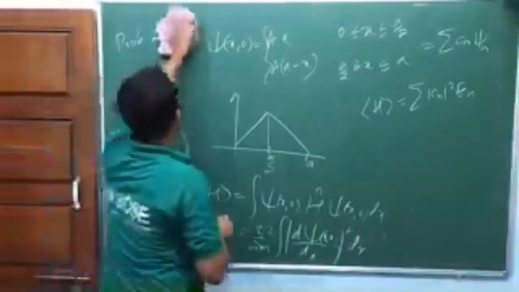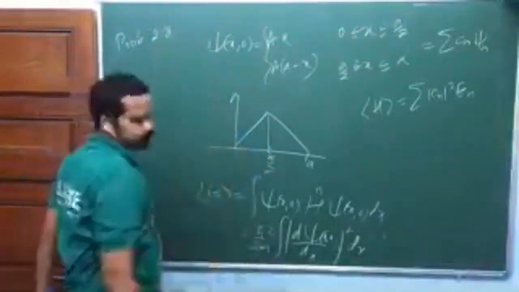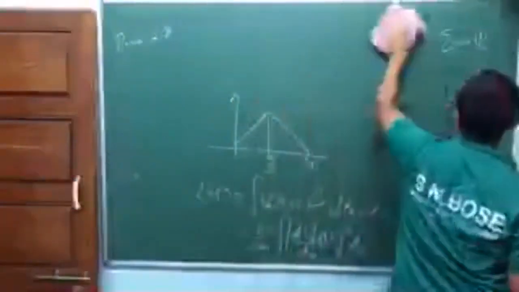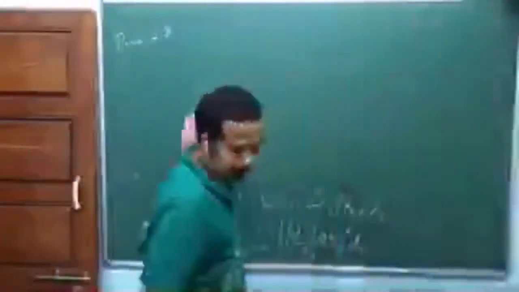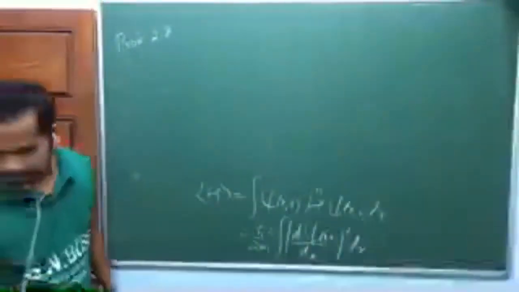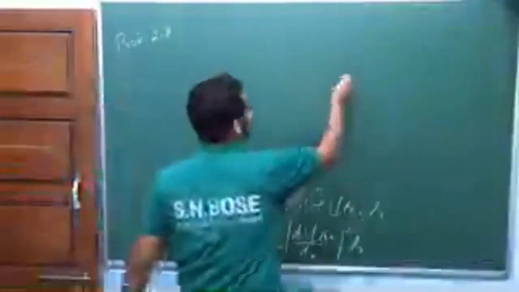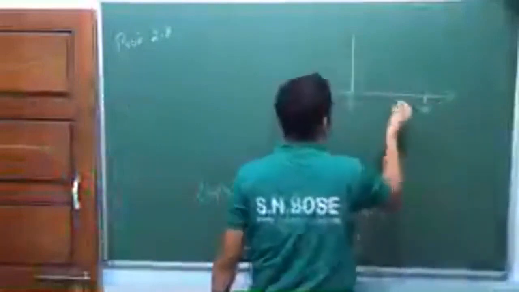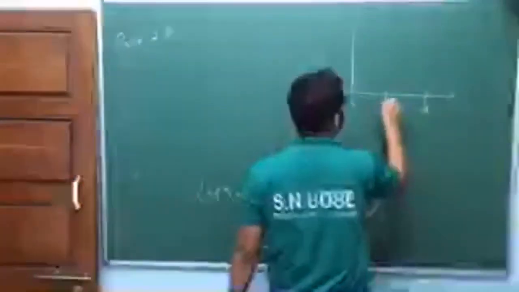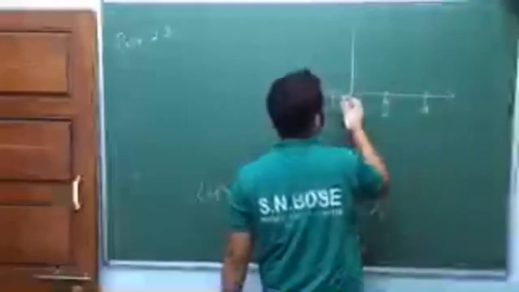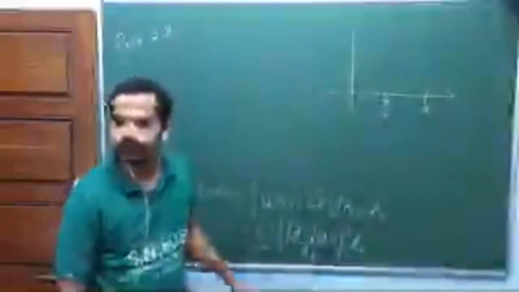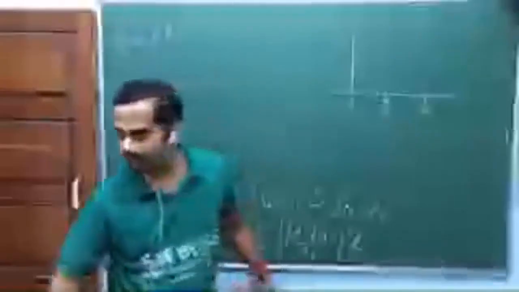Problem number 2.8. Earlier he defined it like this: the particle is equally likely to be in the left half of the well at t equal to 0. That means again you have a particle from 0 to a, a 1D box. It is equally likely to be in the left half of the well. That means in the left half of the well your probability density or wave function should be constant, equally likely. We have seen that needle problem.